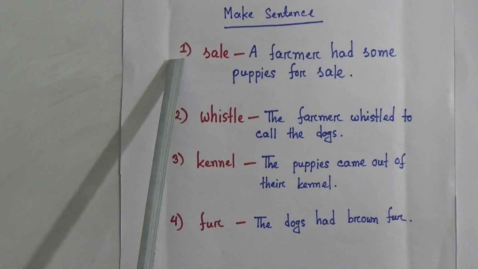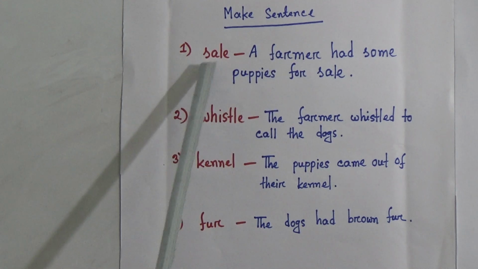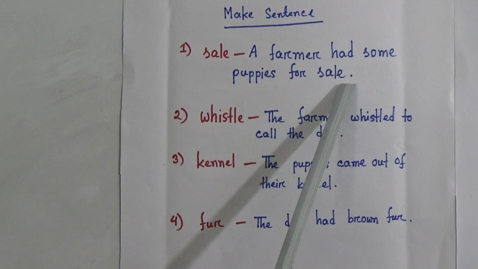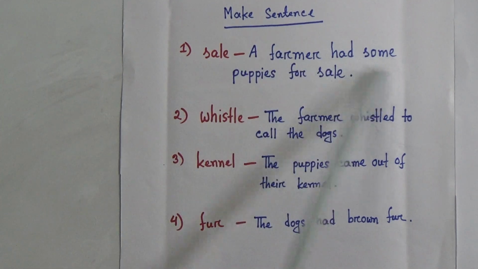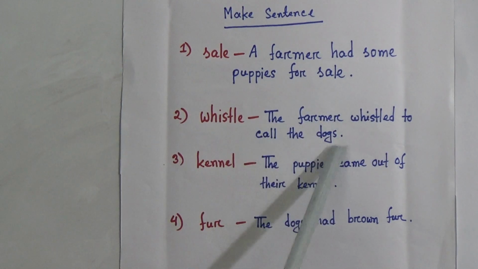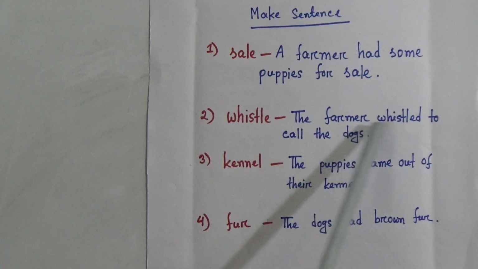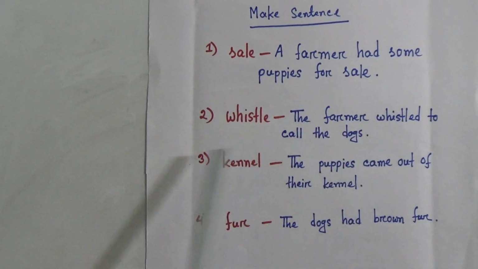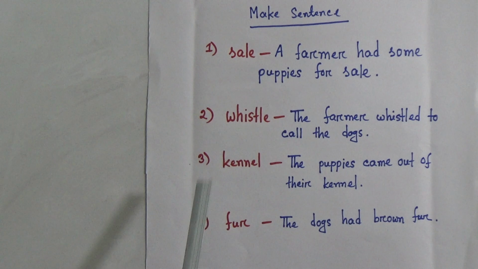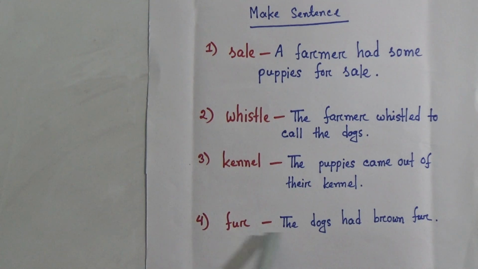First make sentence, number 1, sell. A farmer had some puppies for sale. Number 2, whistle. The farmer whistled to call the dogs. Number 3, kennel. The puppies came out of their kennel. And number 4, fur. The dogs had brown fur.